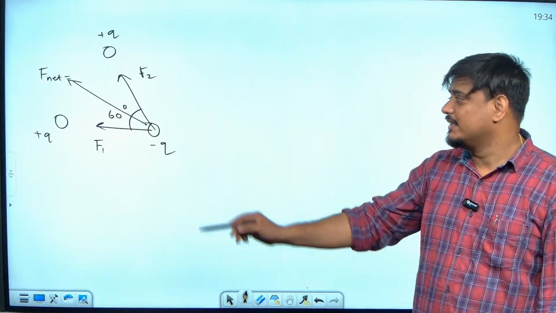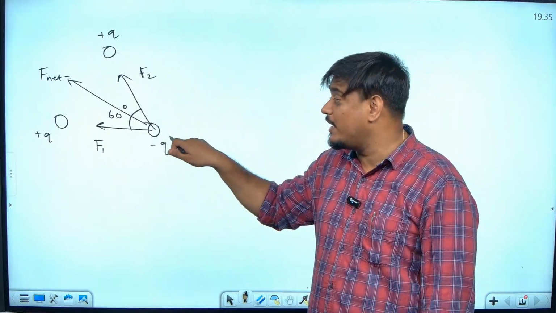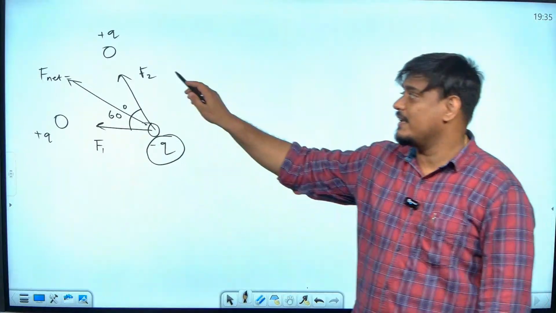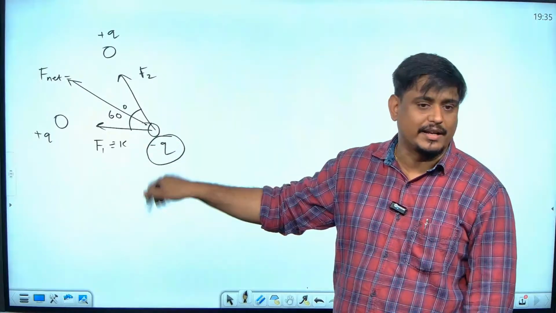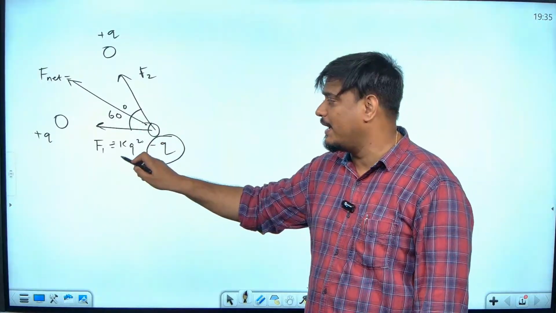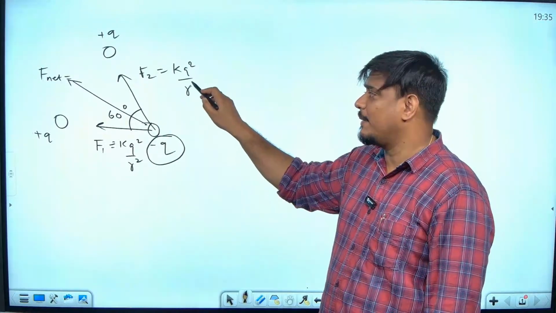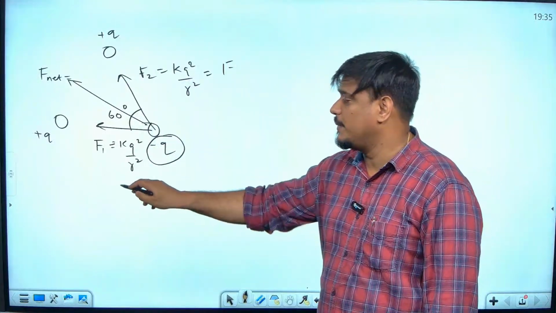Mind that this minus q should not be used in F because already you have used a negative sign for finding the direction. So when you are finding F1 value, you should not write kq minus q by r square. Just write kq square by r square. F2 also will become equal to kq square by r square. See, they both are same. So I'll write F. This also will be F.